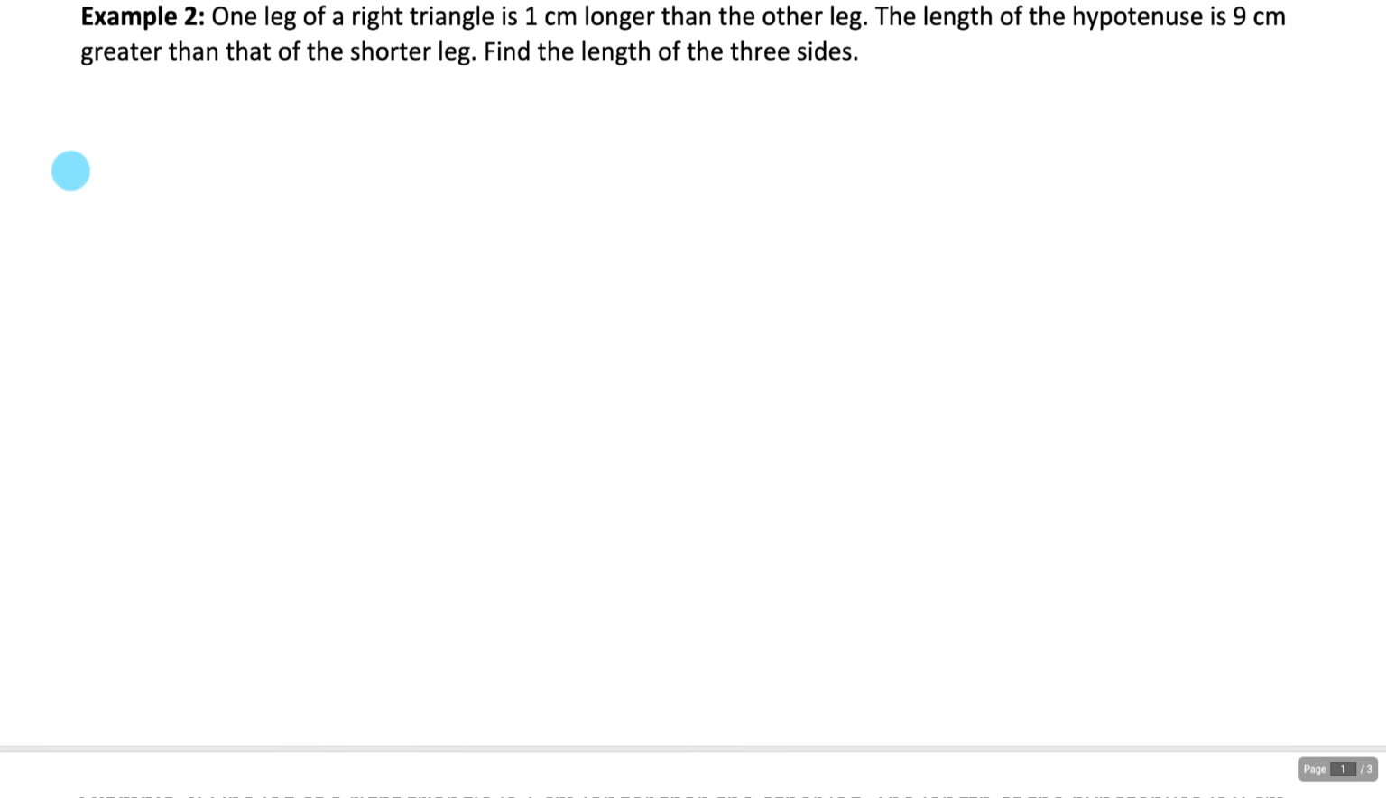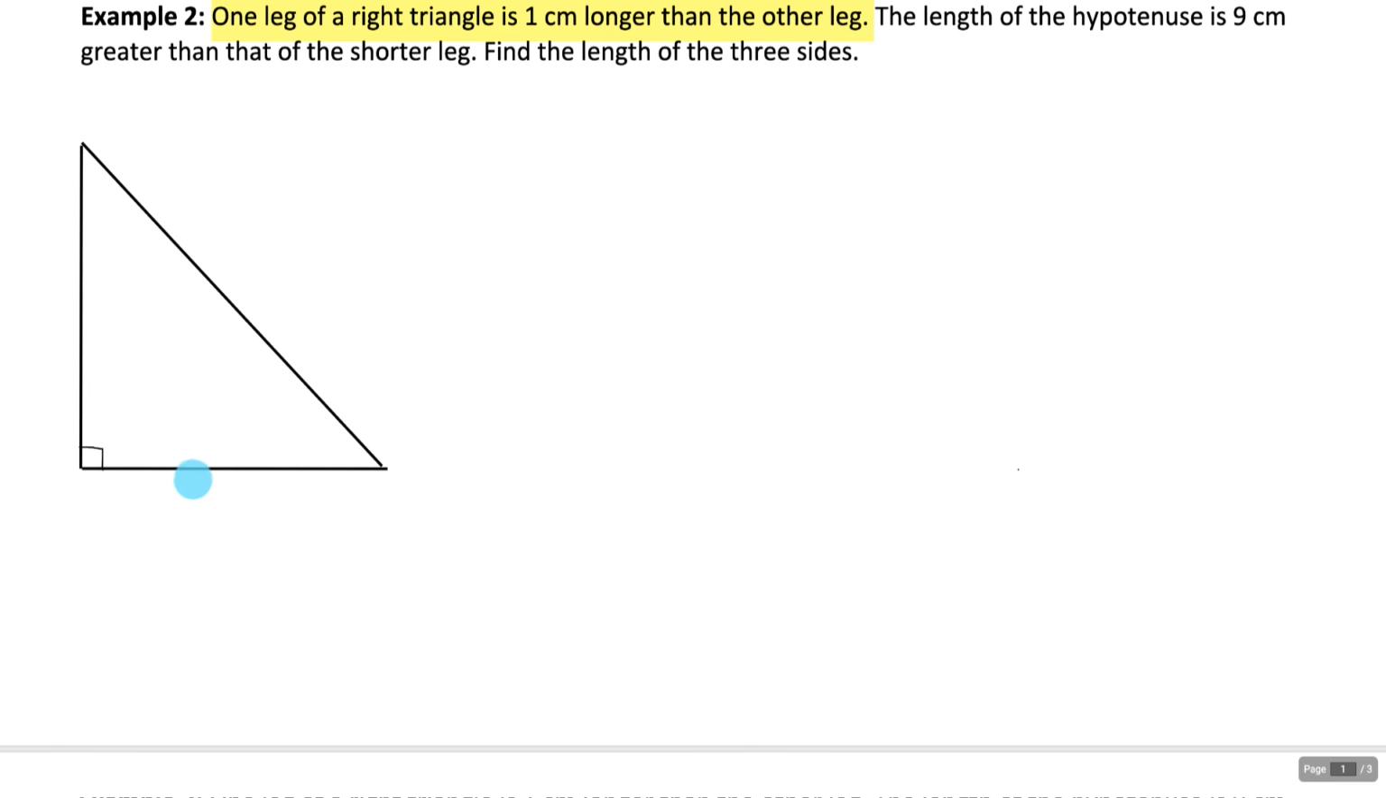Example 2 says one leg of a right triangle is 1 centimeter longer than the other leg. The length of the hypotenuse is 9 centimeters greater than that of the shorter leg. Find the length of the three sides. So like I said, for these problems, it's often helpful to draw yourself a diagram. So I've drawn a right triangle. It doesn't have to be to scale. It just has to be accurate enough that you can label what the question tells you and then figure out how you can make an equation to solve for your unknowns.